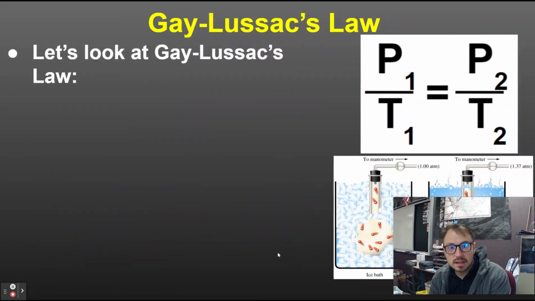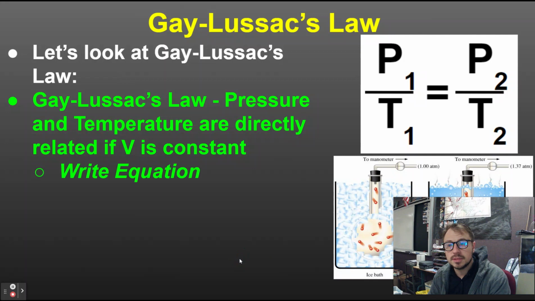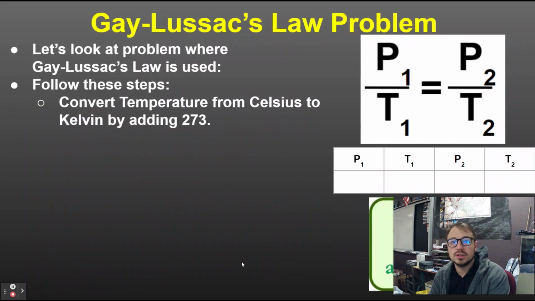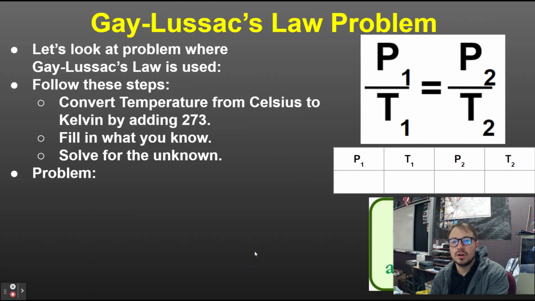So now let's get to Gay-Lussac's law. Now this law states that pressure and temperature are directly related if the volume is constant. So here's a problem that we can have with Gay-Lussac's law. Same steps: we add 273 to Celsius, fill in what you know, solve for the unknown.